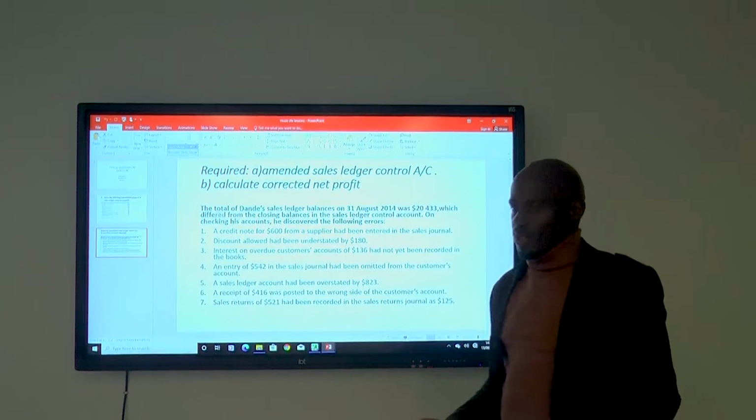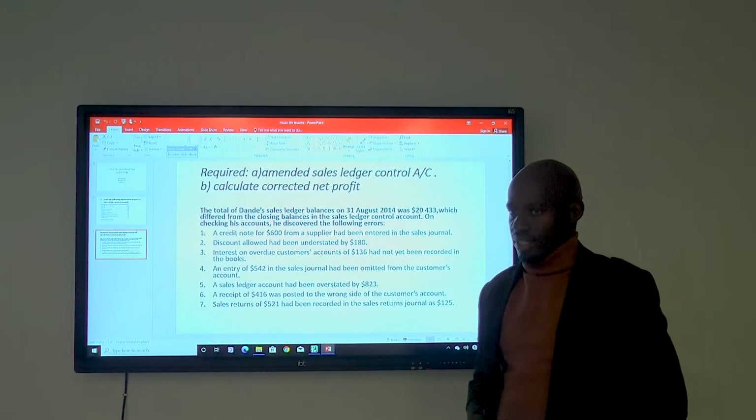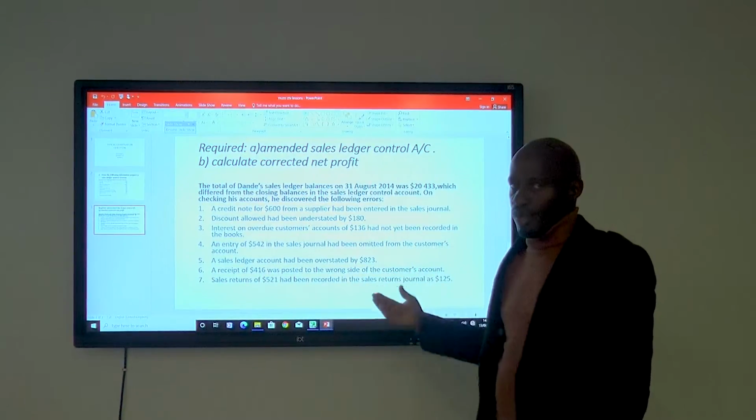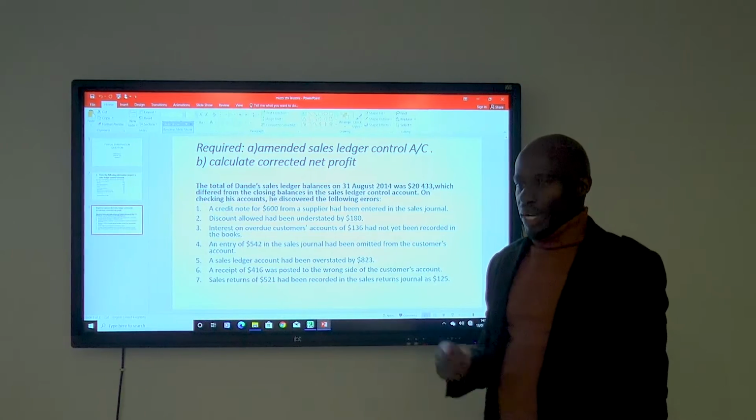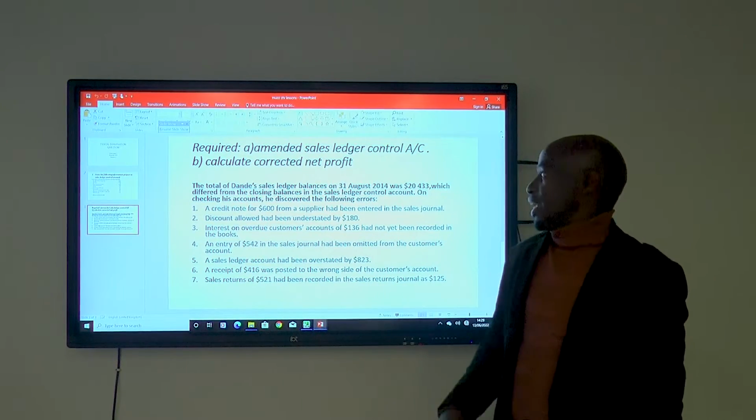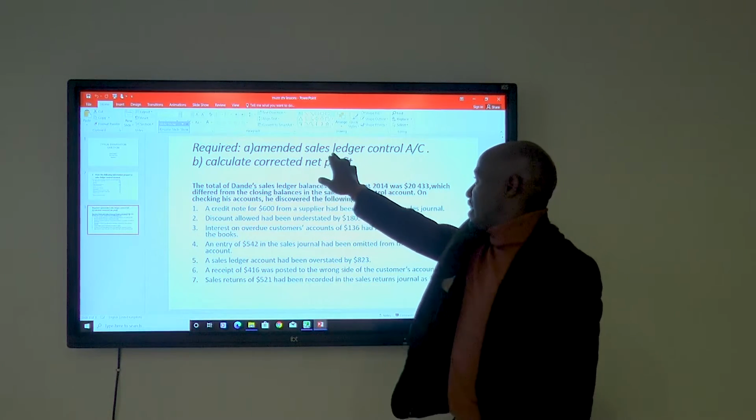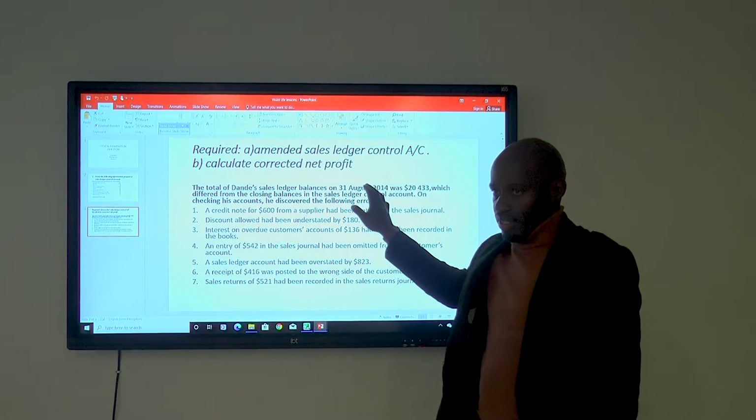Now, remember what we said. What are the uses of the control account? The uses are we need to detect errors. We've detected them. What do we do? We need to correct the errors. Now, the needs of the question are A, prepare an amended sales ledger control account.